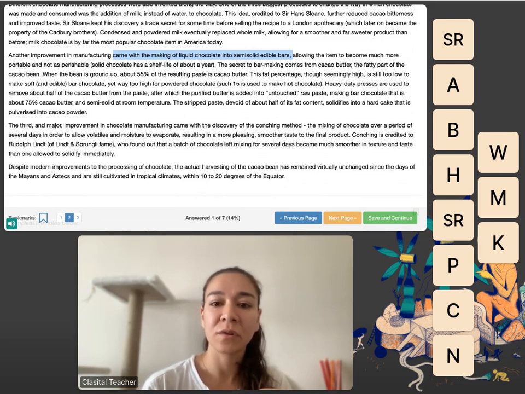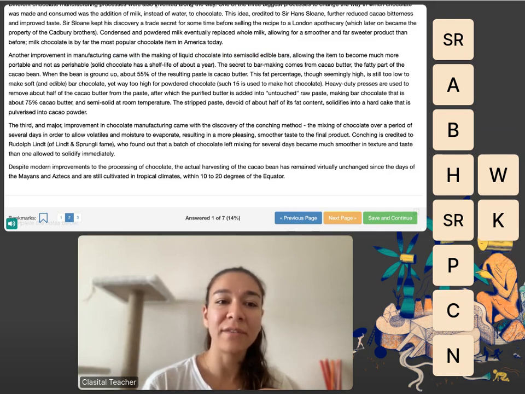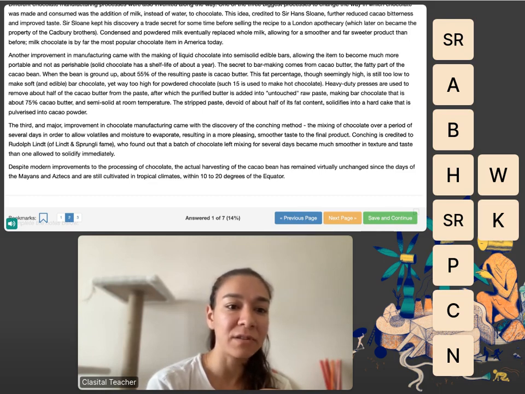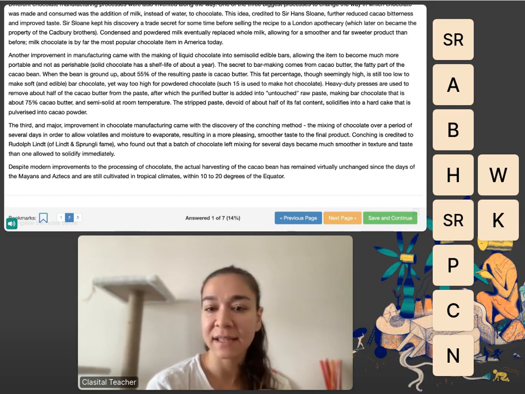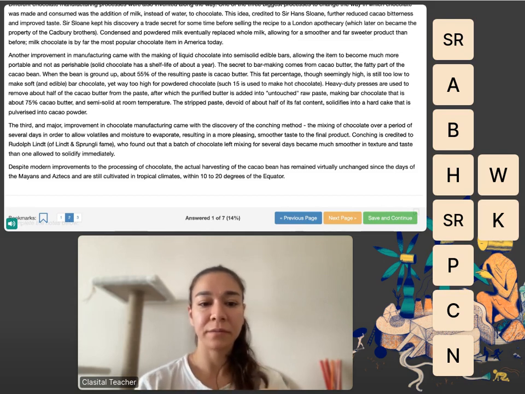Producing. Do you have the answer? Very good. It says another improvement in manufacturing came with the making of liquid chocolate into semi-solid edible bars, allowing the item to become much more portable and not as perishable. Yes, my word is semi-solid. Very good.